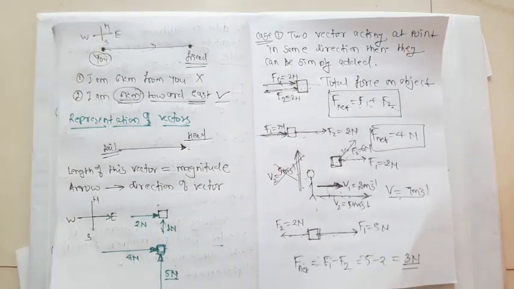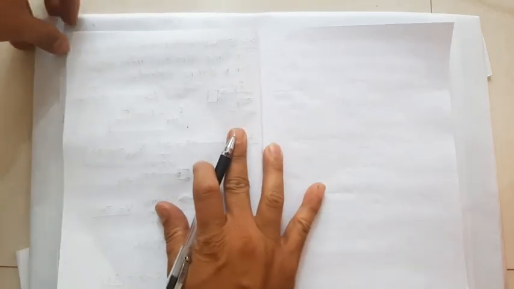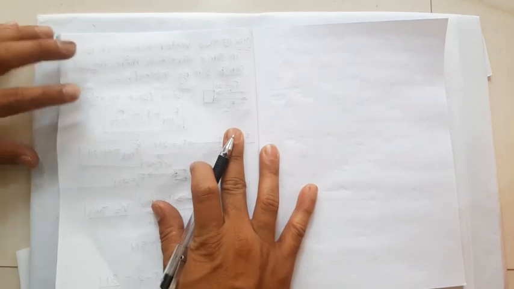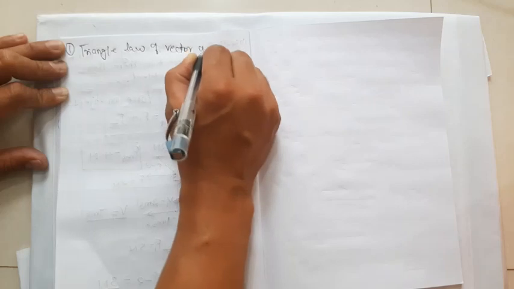That means to add two vectors that are not parallel, if they make a certain angle, then you have to use two laws. So the first is the triangle law of vector addition.